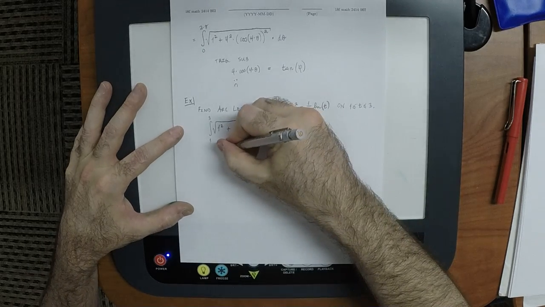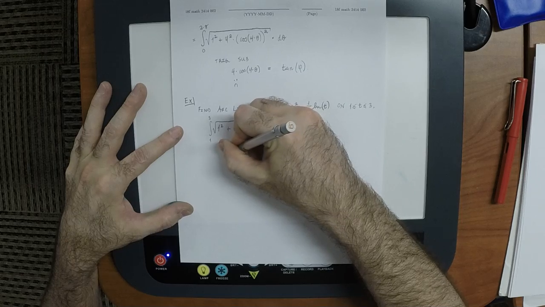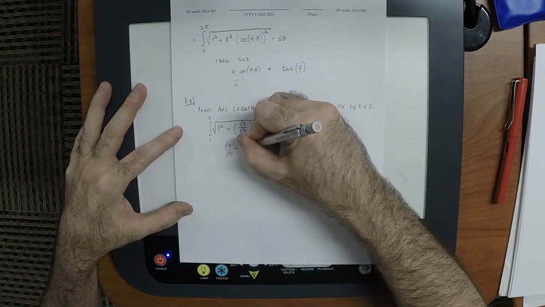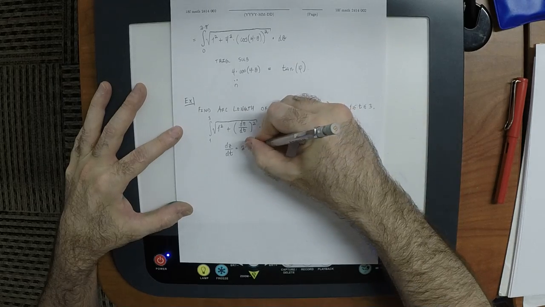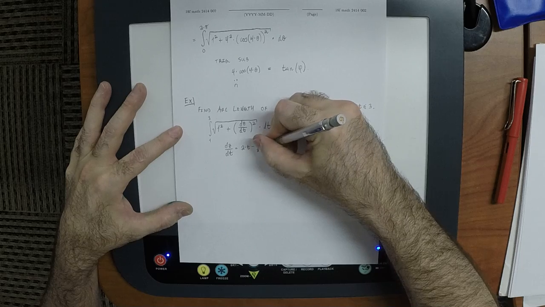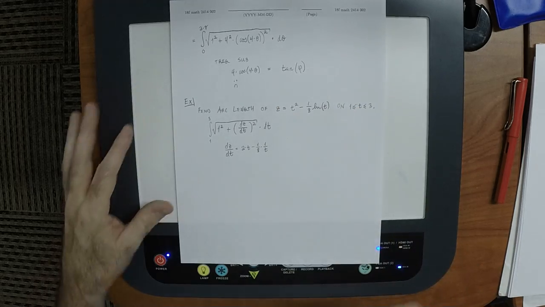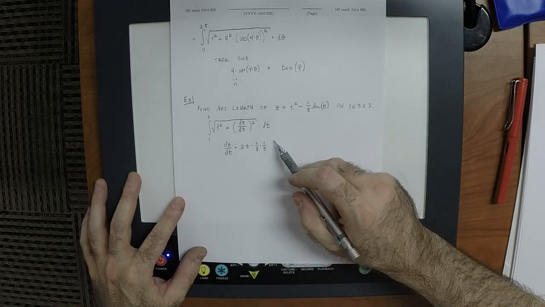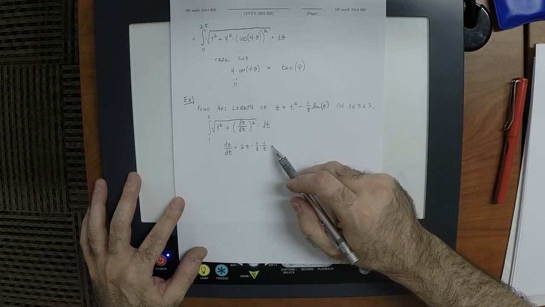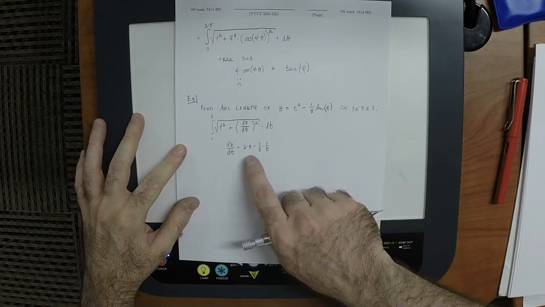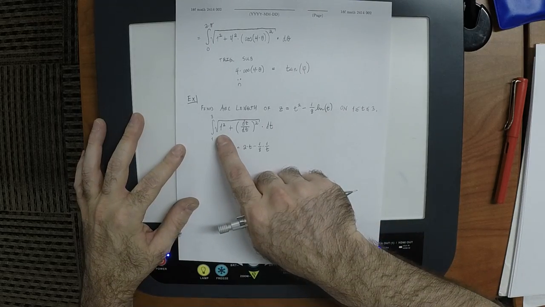All right. So, to do that, let's calculate dz dt. Well, that'd be 2t, and then minus an eighth, 1 over t, like that, right? dt over dt for the chain rule, yeah. Okay, so now we're going to want to square that and add 1, okay?